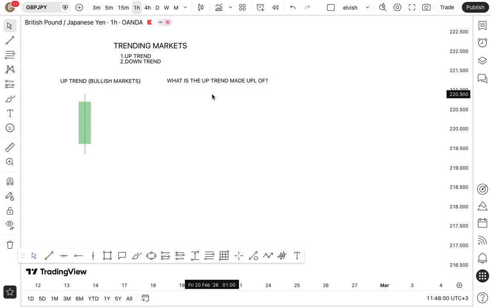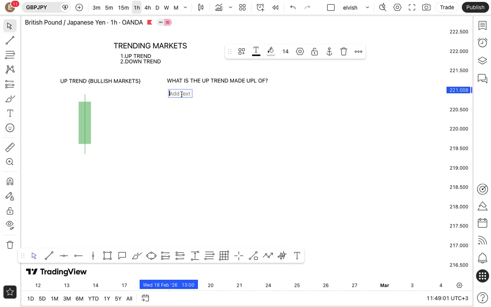The uptrend is made up of higher highs and then higher lows, okay? Higher highs, higher lows, higher highs, higher lows. So let me put that here. One, it is made up of the higher highs. Two, it's made up of the higher lows.